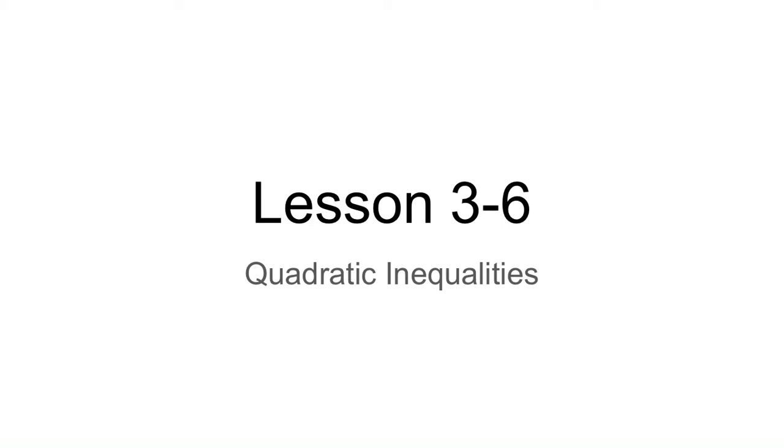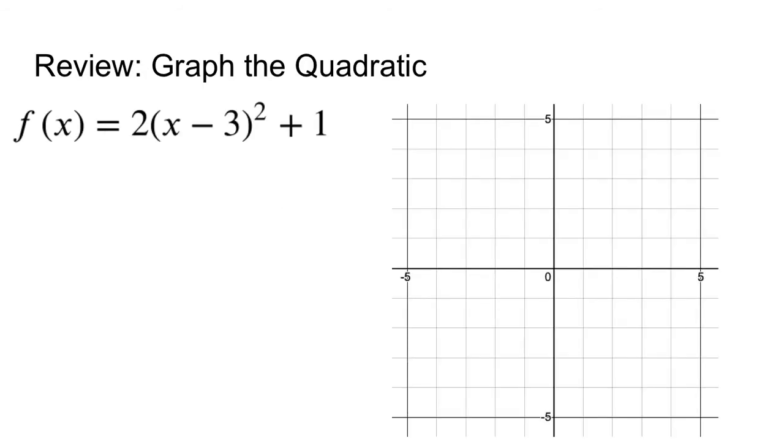This is lesson 3.6, Quadratic Inequalities. So, real quickly, let's remind you how to graph a quadratic equation. We spent some time on this in class the other day, but this is a vertex form equation. So really quickly, I can identify the vertex of 3, 1. Again, that's h and k right here. So h and k. So 3, 1 puts the vertex right there.